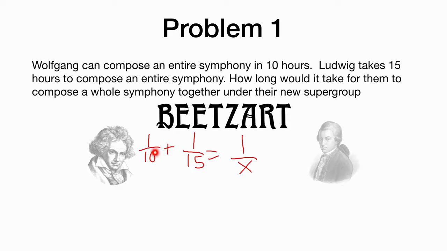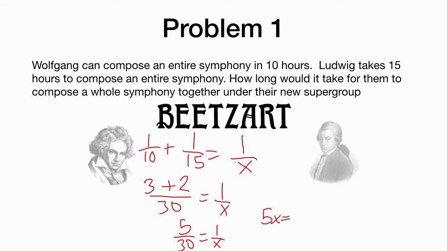Greatest common denominator between 10 and 15 is 30. So it's like 1 over 30. For this first part, I'd have to multiply it by 3, so that would be 3 plus 2 over 30. That's going to equal still 1 over x, meaning 5 over 30 is 1 over x. If I cross multiply, I get 5x equals 30. And when I divide by 5, x equals 6. 6 hours. Rock!